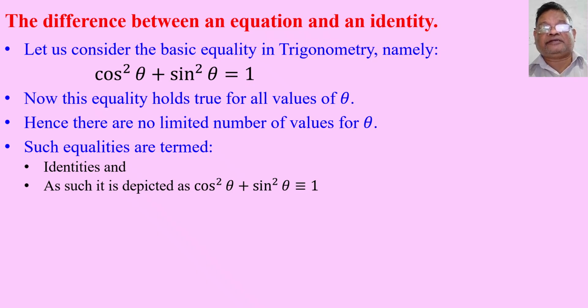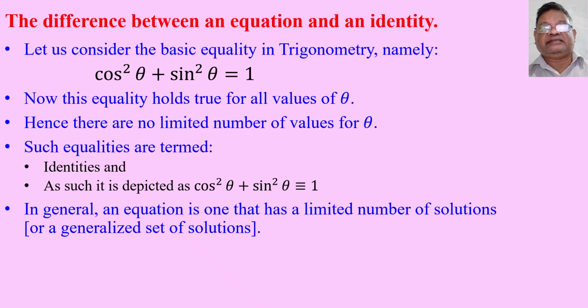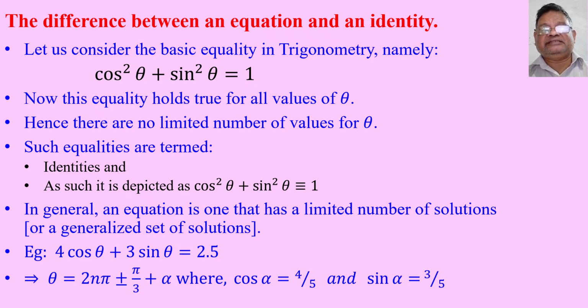identically equal to 1. In general, an equation is one that has a limited number of solutions or a generalized set of solutions. Example, 4 cos theta plus 3 sin theta is equal to 2.5 yields theta equals 2n pi plus or minus pi by 3 plus alpha, where cos alpha equals 4 by 5 and sin alpha equals 3 by 5.